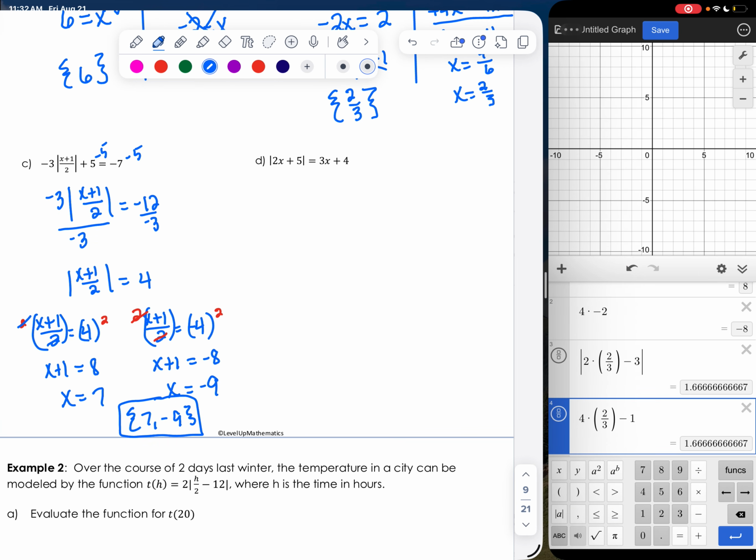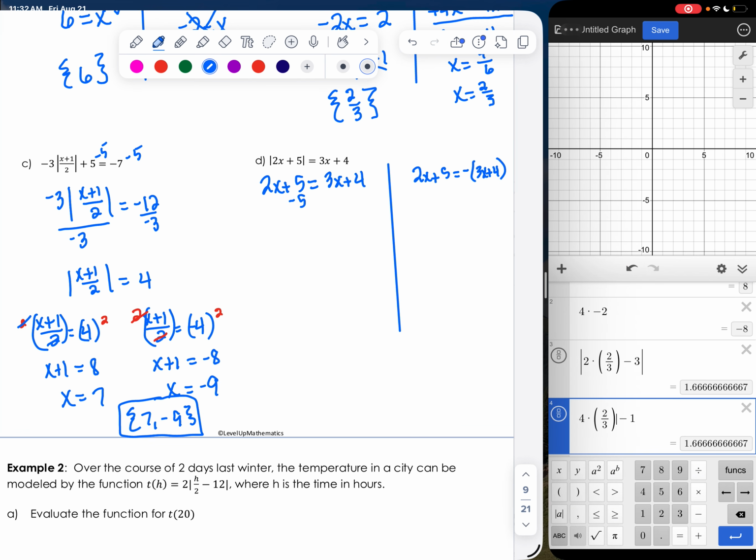All right, welcome back. Let's see how you did. So I said 2x plus 5 equals 3x plus 4, and 2x plus 5 equals the opposite of 3x plus 4. All right, I'm going to solve each of these individually and then check for extraneous solutions.